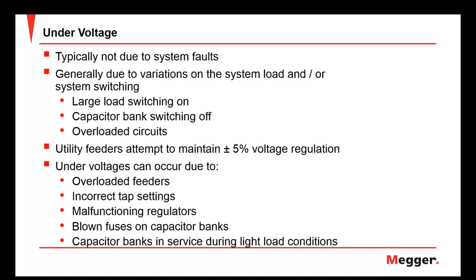Now, undervoltages are typically not due to system faults. Most of the time, 90% of the time, they are load side issues. They have to do with large loads coming on, cap banks possibly turning off, or overloaded circuits. Typically, the utilities try to maintain about plus or minus 5% voltage regulation.